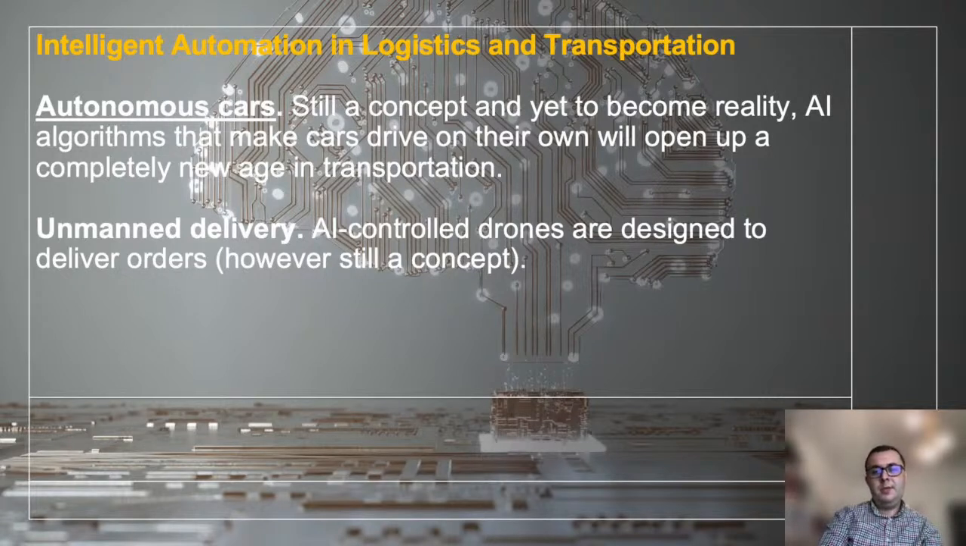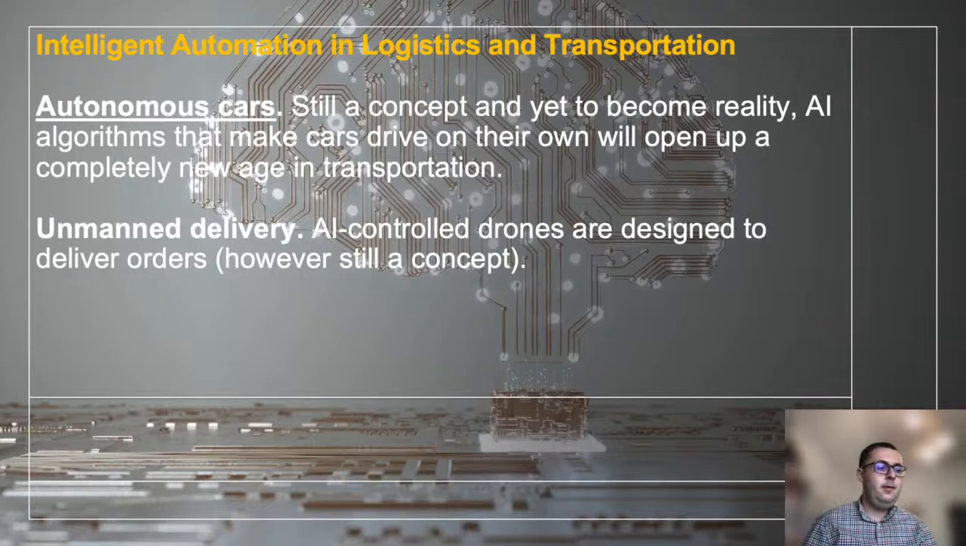A very famous example here is the autonomous car. It's still a concept yet to become reality. Many companies are trying to test it now and running multiple AI-driven tests, but we still have a long way to go in order to achieve this victory. Artificial intelligence algorithms make cars drive on their own and will open up a completely new age in transportation. In this case, we might think: what will happen to all the drivers, all the people working in the logistics and transportation industries? How will they be relocated? Maybe a question to bear in mind.